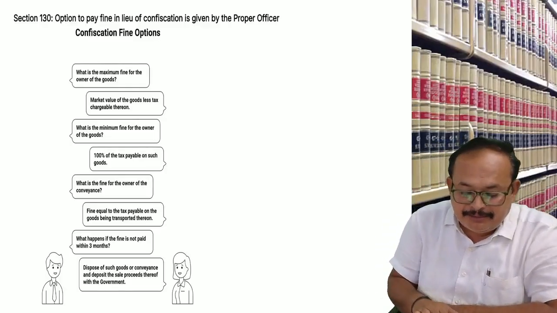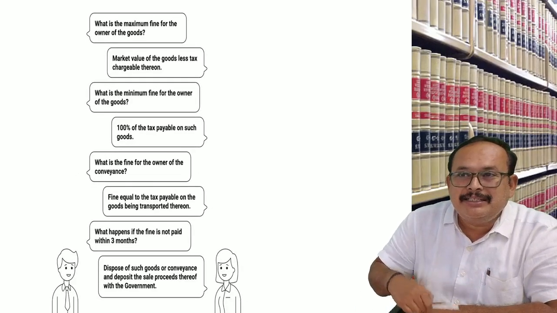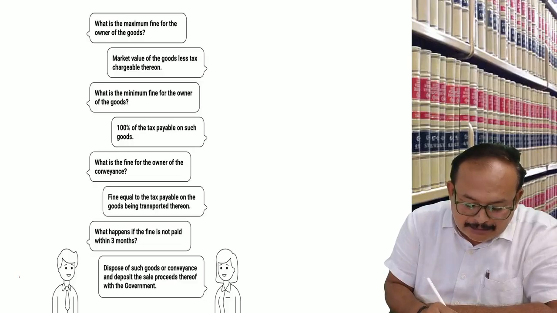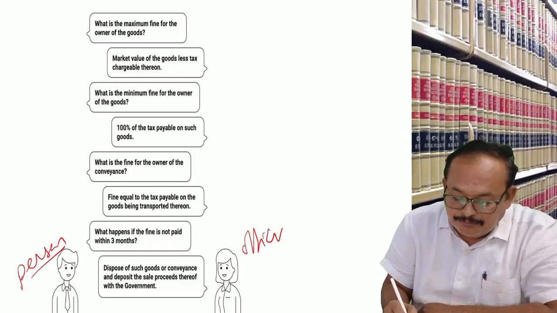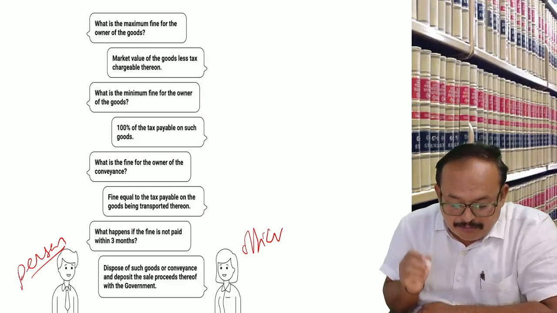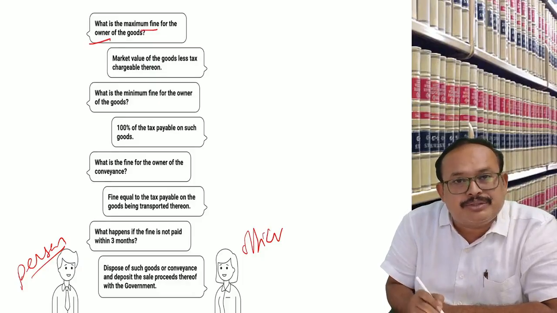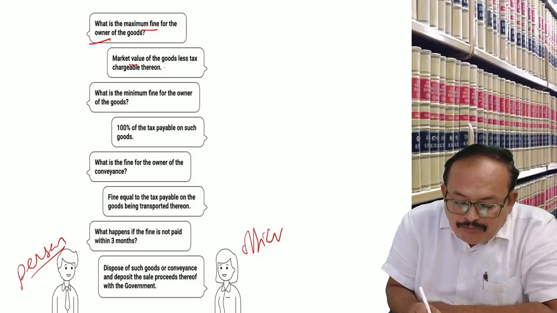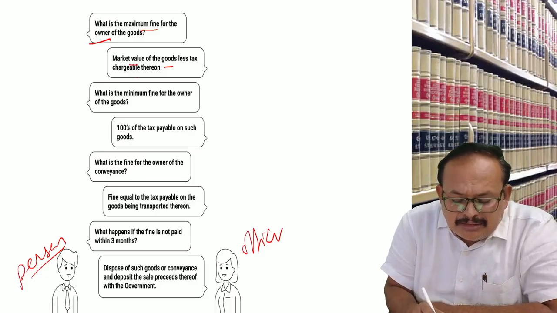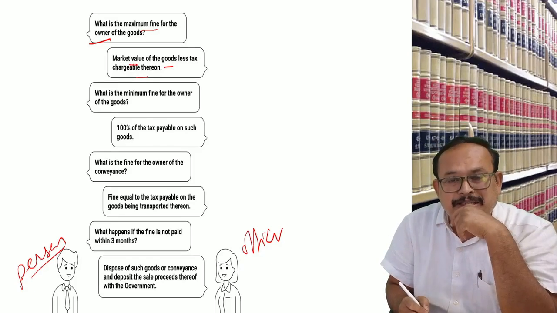Listen to me. Fine. A conversation is going on between the taxable person and the officer. The person asks first, what is the maximum fine for the owner of the goods? Taxpayer asked. Officer replied, market value of the goods less the tax chargeable thereon. That defines the maximum value of the fine.